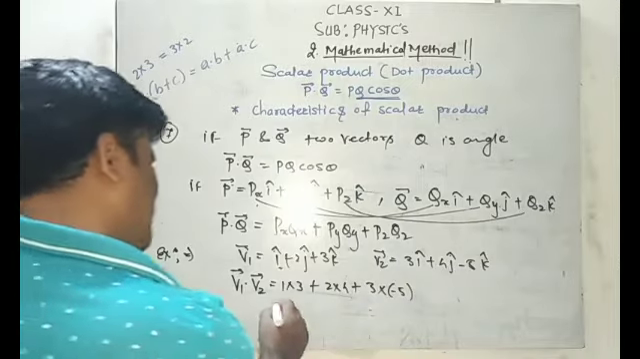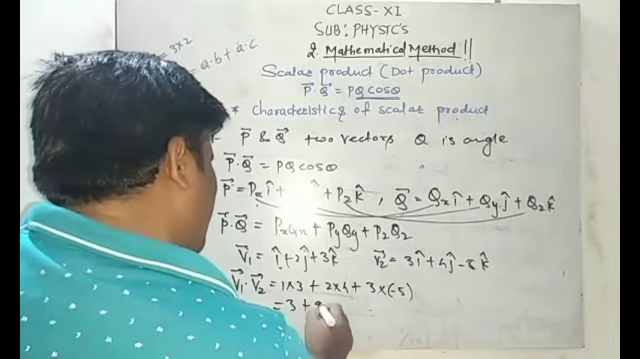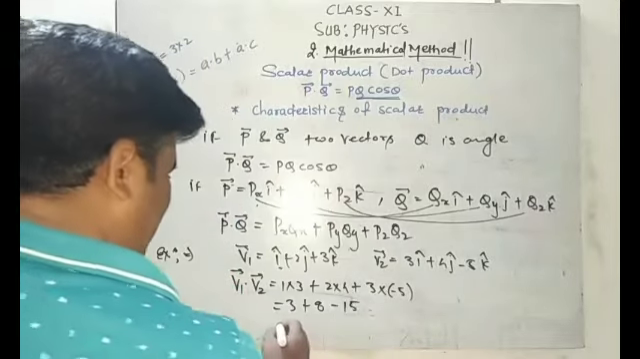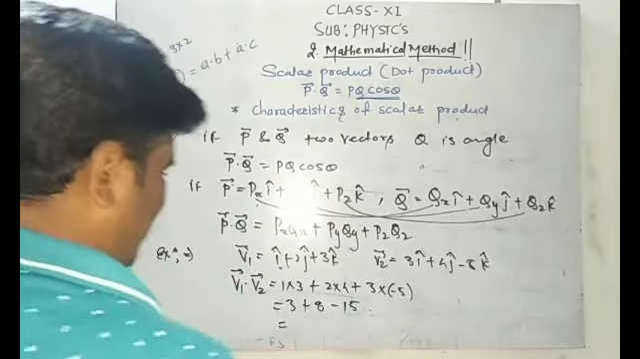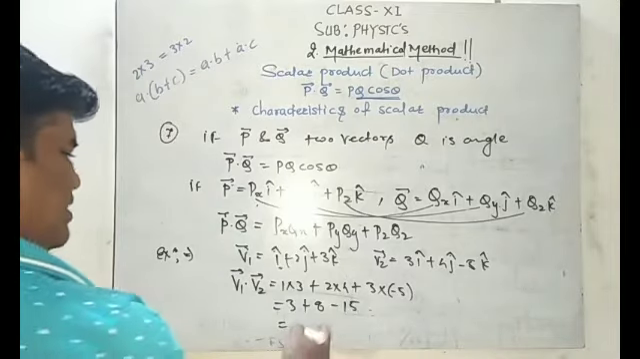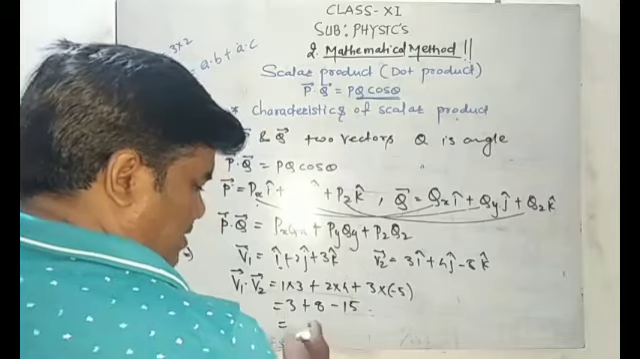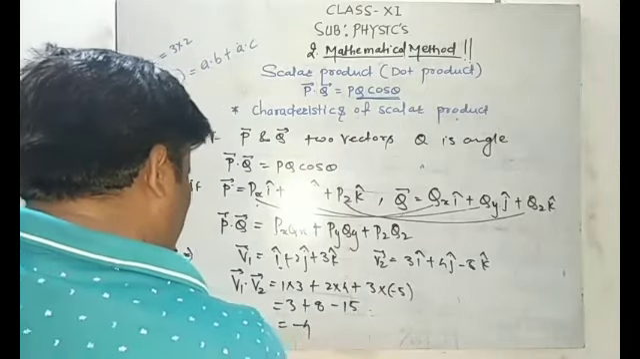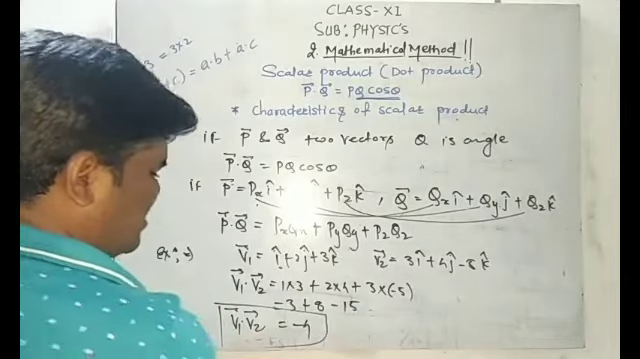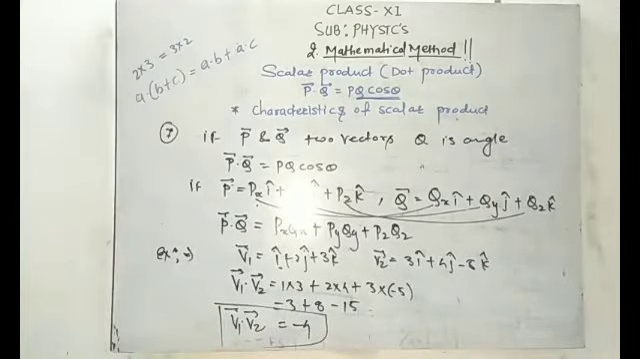So if you solve this, what is it? 3 plus 8 minus 15, right? And therefore 3 plus 8 is 11, minus 15, that is minus 4. That is, V1 bar dot V2 bar is equal to minus 4. This is the scalar product of these two vectors.